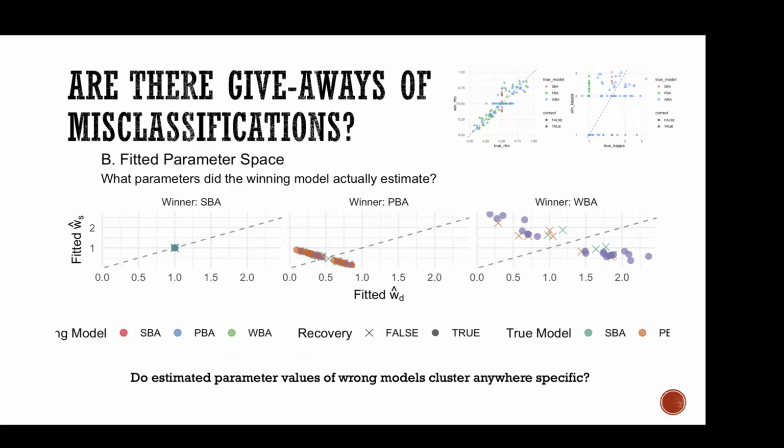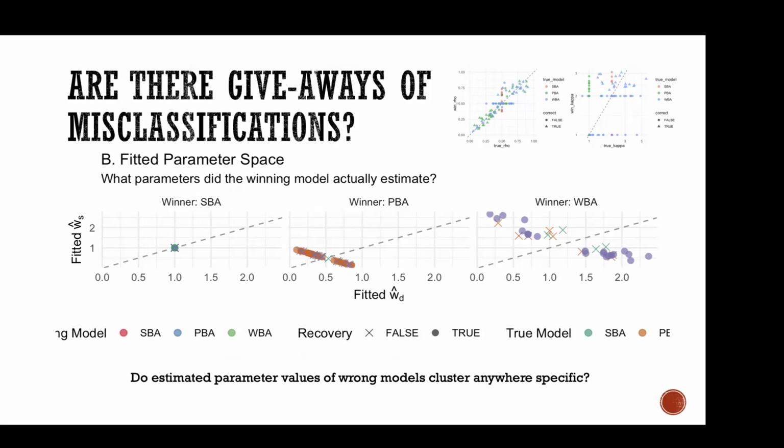Actually, this one I was just looking at, for the winning model, independently of whether it's the true model or not, where do the estimated parameters lie? And so we can see that when SBA is winning, no surprise, I could have avoided drawing this, but it was checking that the plot was working, everything is estimated at 1, no matter whether it was the right model or the wrong model.